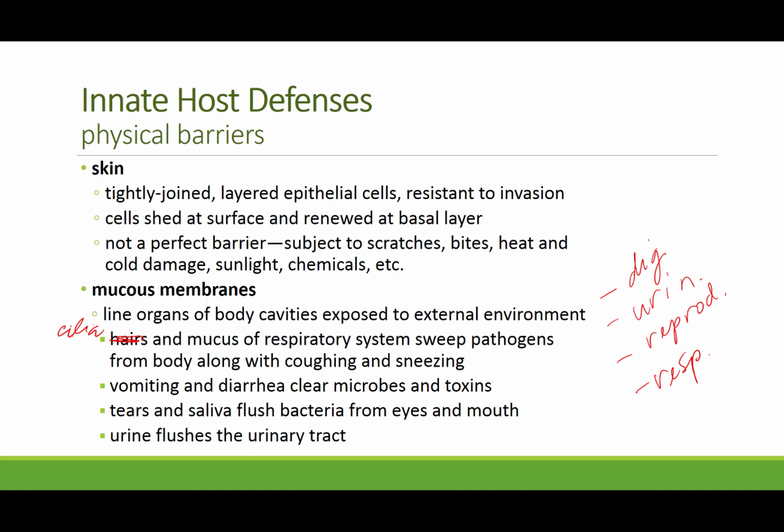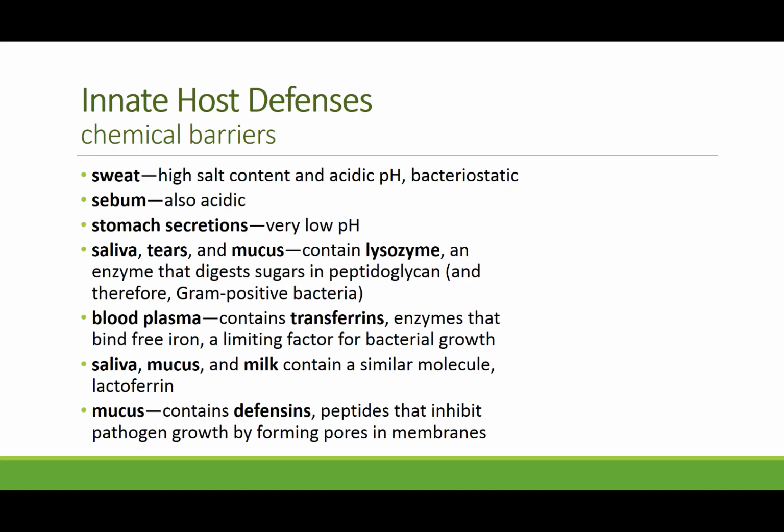So mucous membranes and skin serve as really important physical barriers, preventing bacteria from entering the body. We also produce a lot of chemicals that act as barriers as well. So sweat has a fairly high salt content and a reasonably acidic pH, and so it can be bacteriostatic, not killing bacteria, but certainly limiting their ability to grow.